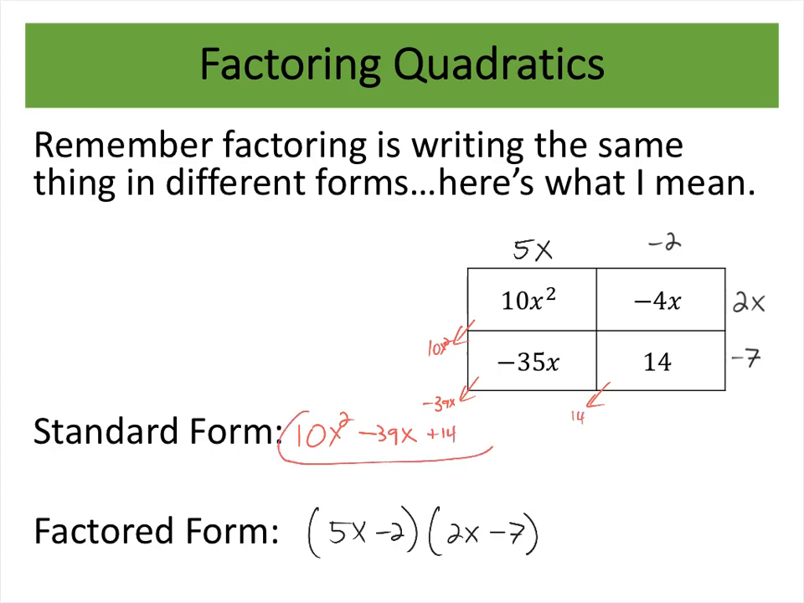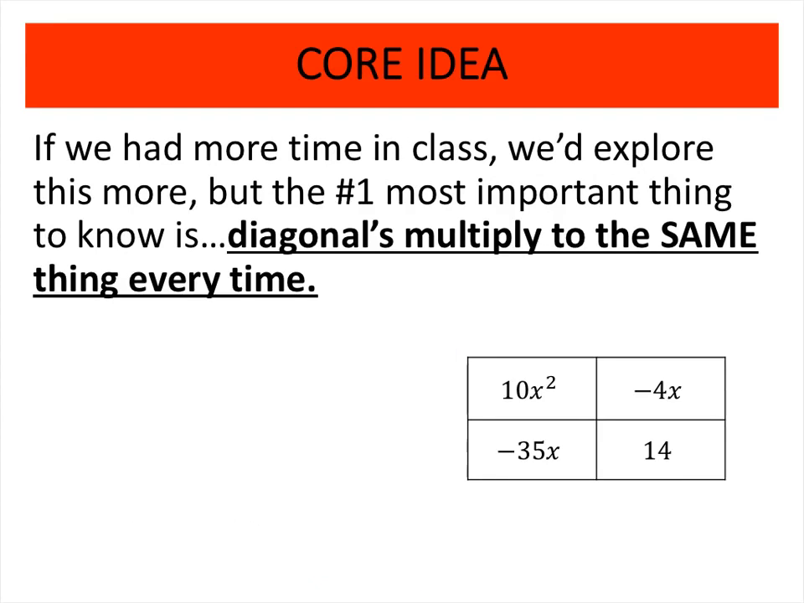So these two forms come from the same information on the inside. One is called standard form, the other is factored form, and they reveal different things when we go to graph them. So here, if I had more time in class, we'd really explore this. And I talked a little bit about it in the past video, but the number one most important thing to know is that the diagonals multiply to the same thing every single time. And if you don't believe me, pull out a calculator and check for yourself.